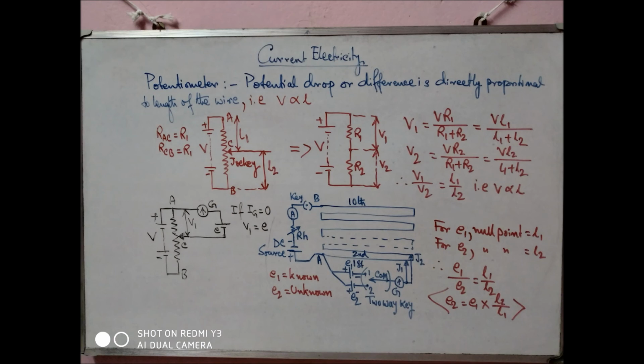So the principle is V proportional to L. So very easy: E1 by E2 equal to L1 by L2. If E2 is unknown, make E2 the subject: E2 equal to E1 into L2 by L1. Simple formula. So by this we can find the unknown EMF. Clear? Okay.